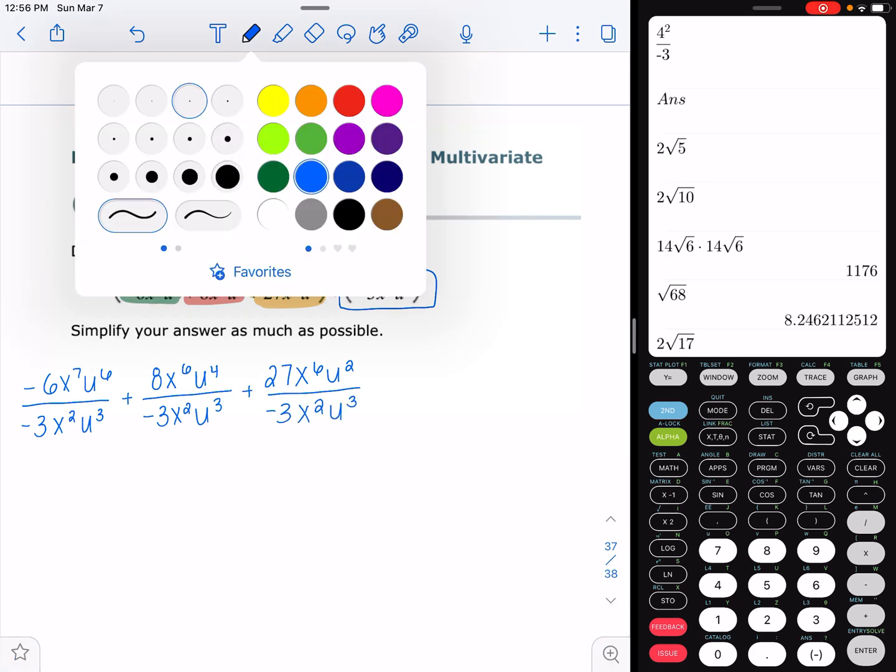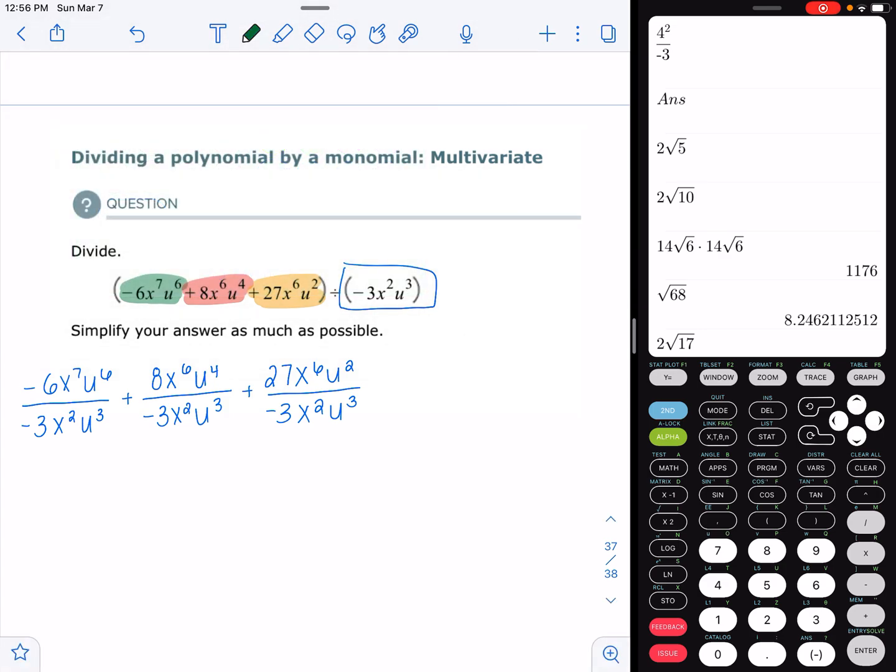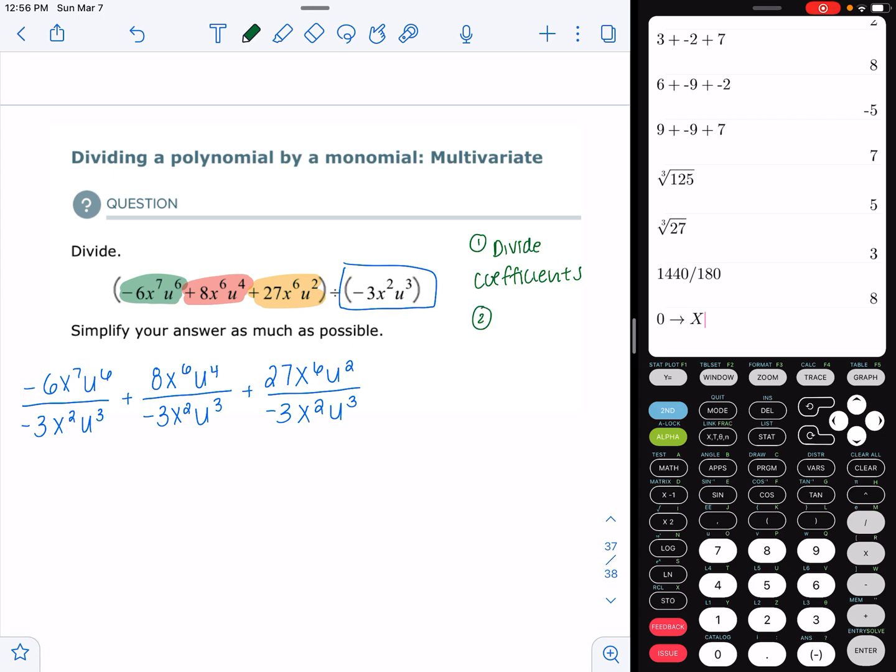So here are two rules we need to make sure we know. Number one, we divide coefficients, and coefficients are the numbers in front of our variables. Okay, so divide coefficients just as you normally would. And then number two is we subtract exponents when we are dividing.